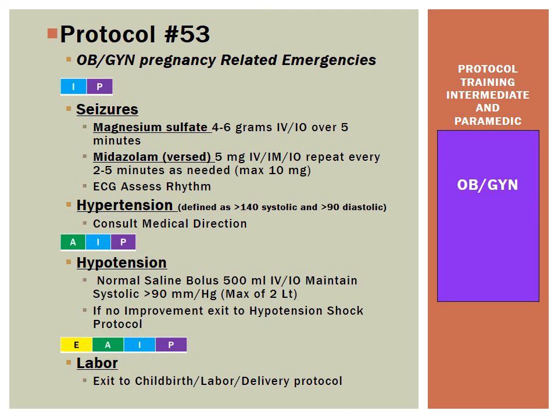Now, if our patient is not seizing but is hypertensive, preeclampsia is defined as a systolic blood pressure greater than 140 and a diastolic blood pressure greater than 90. We need to consult medical direction before administering mag sulfate. For our advanced through paramedic providers, for a hypotensive pregnant patient, we need to ensure that the patient is lying in the left lateral position. And if they are and they still are hypotensive, we will administer normal saline boluses at 500 milliliters IV-IO to maintain a systolic blood pressure greater than 90 millimeters of mercury to a max of 2 liters. If no improvement, we're going to exit to the hypotension and shock protocol and treat appropriately. Now, for all provider levels, labor, we're going to exit to childbirth, labor, and delivery.